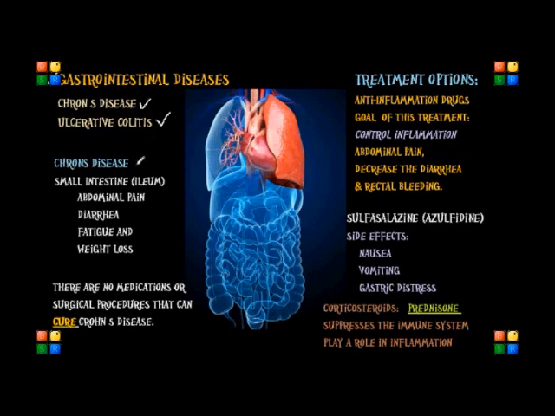With Crohn's disease, it's what we call an inflammatory bowel disease, or IBD, right? What it basically means is that it can affect any part of the gastrointestinal tract from the mouth all the way down to the rectum. But with this disease, it usually affects primarily the small intestine or the ileum, right?